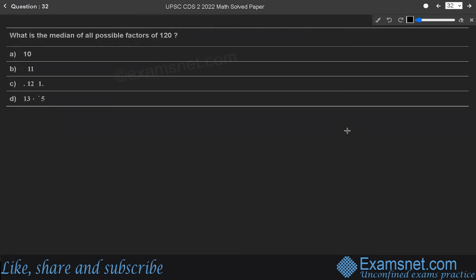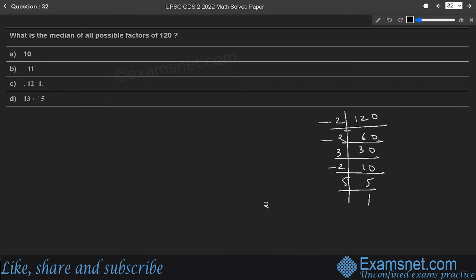Next question is, what is the median of all the possible factors of 120? We have to find the median, but before that we have to see how many factors there are of 120. So let us find the factors here. It will be divisible by 2, 60, 2, 30, then 3, 10, 2, 5, and 5 and 1. You can see that 2, 2 and 2 will be 2 cube. 3 is only a single time, so it will be 3 to the power 1 and 5 to the power 1. So these are the prime factors of 120.